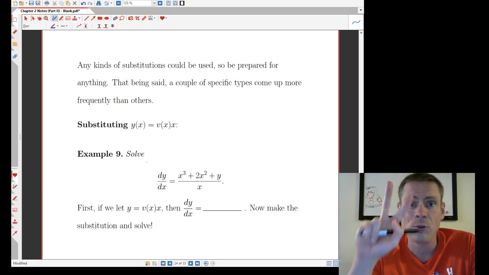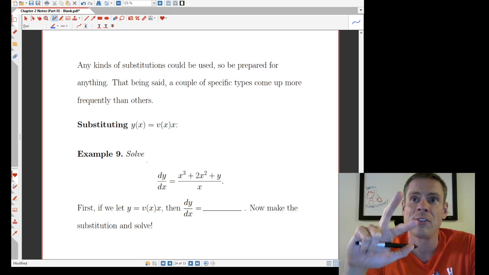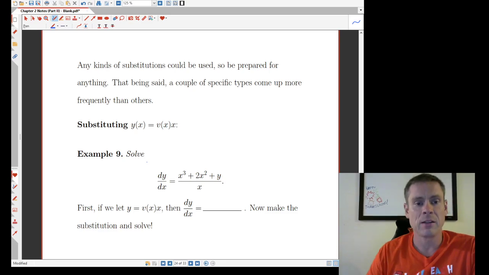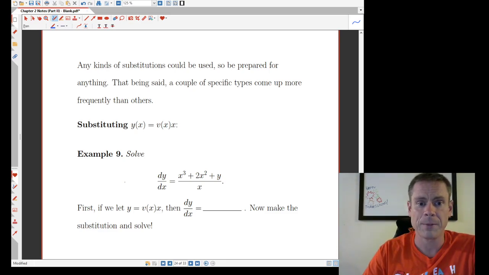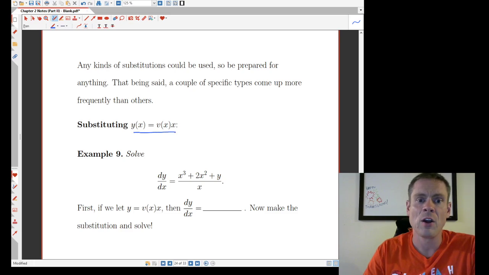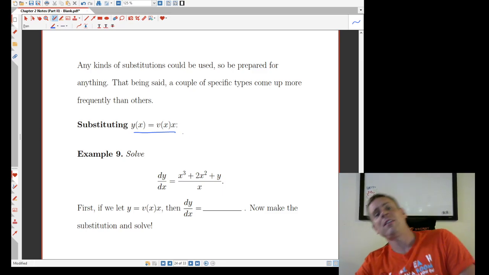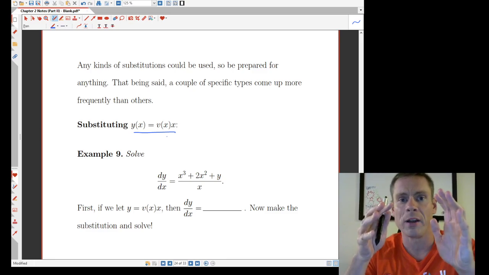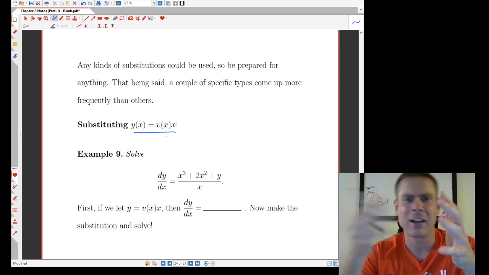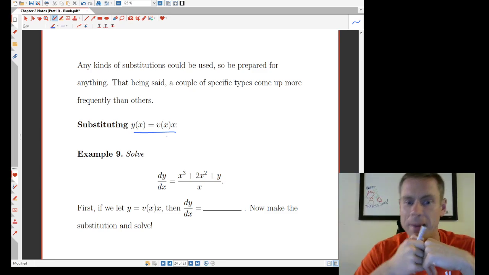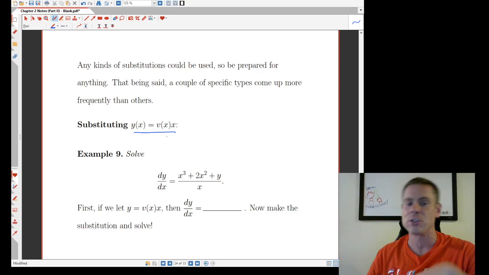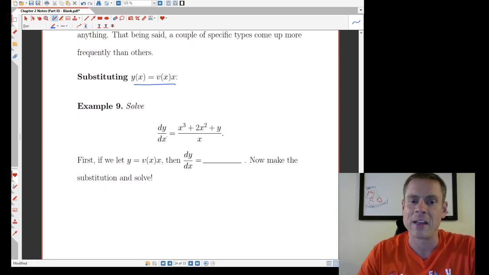But as I said, there are two different kinds of substitutions that I want you to be able to check on your own without me prompting you. And the first one is this. It's substituting y of x equals v of x times x. So this is a substitution that's basically going to take an old variable y and change it into a new one that's defined by having an extra x attached to it in this interesting way. And it turns out that doing this can help you solve a whole class of different kinds of differential equations. There's a weird name for these, but I'll get to that in a second.